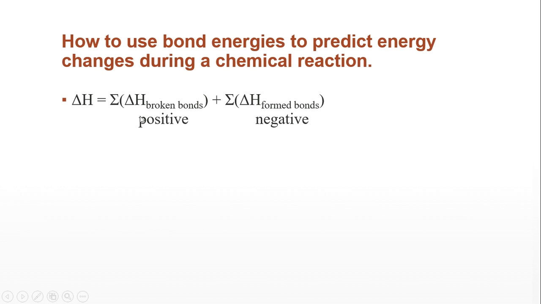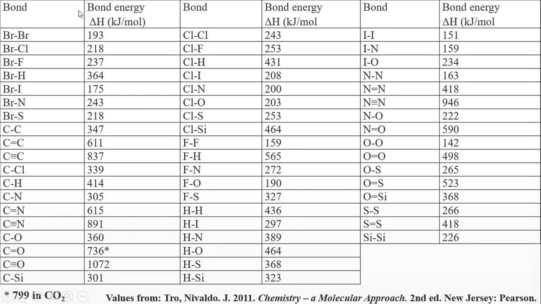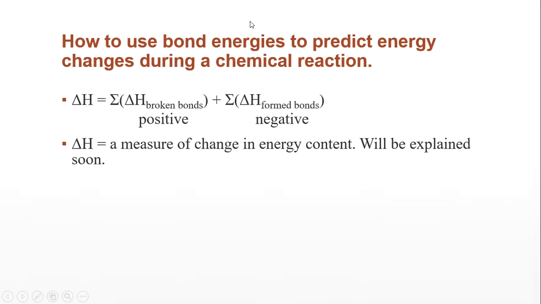And delta H, if you look at that, then we go back, you see this is the symbol that we use for the bond energies as well. What this actually means, I'll try and explain a little bit further into the video, but it's a measure of the change in energy content of a system. And I will try and explain that soon.